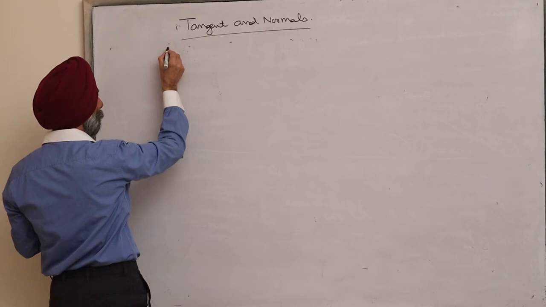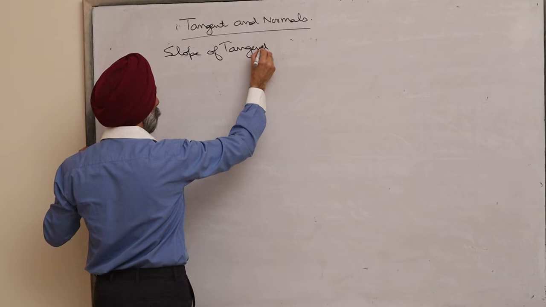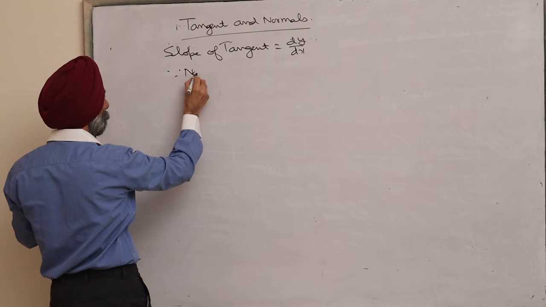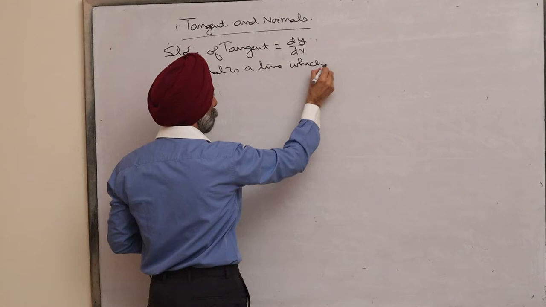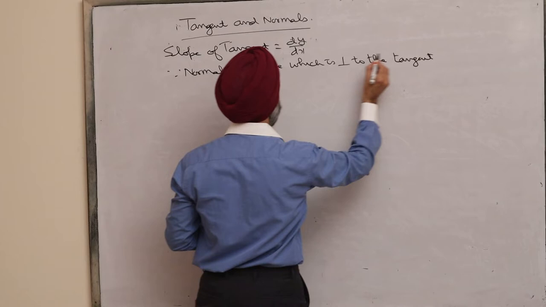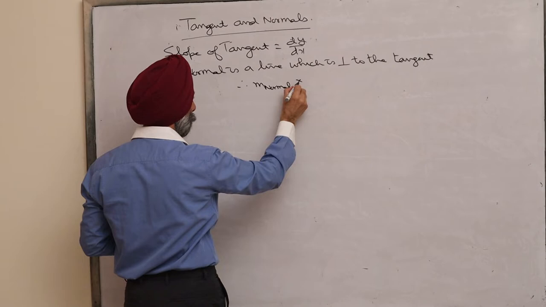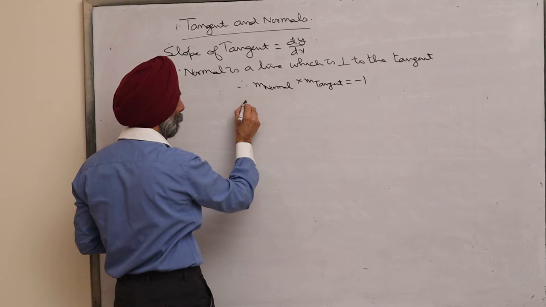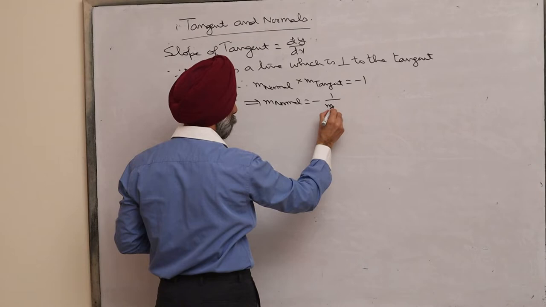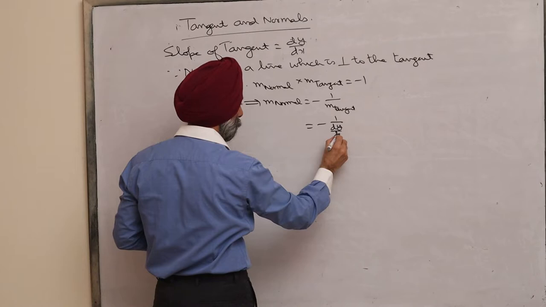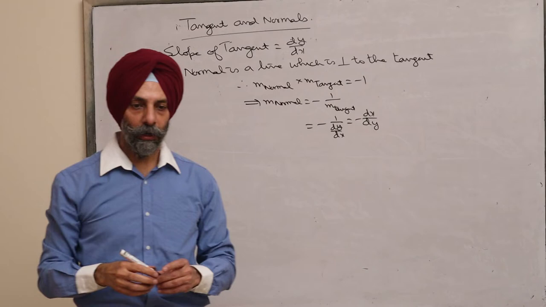Now, before that, the slope of the tangent that we have already discussed is given by dy over dx. Because the normal is a line which is perpendicular to the tangent, therefore the slope of the normal into the slope of the tangent is equal to minus 1. This implies the slope of the normal is equal to minus 1 over the slope of the tangent, which is minus 1 over dy over dx. So it will be given by minus dx over dy here. So dy over dx gives us the slope of the tangent, and minus dx over dy gives us the slope of the normal.